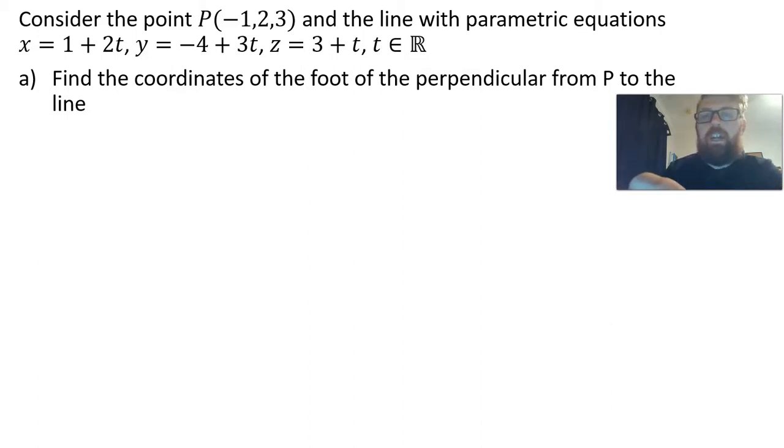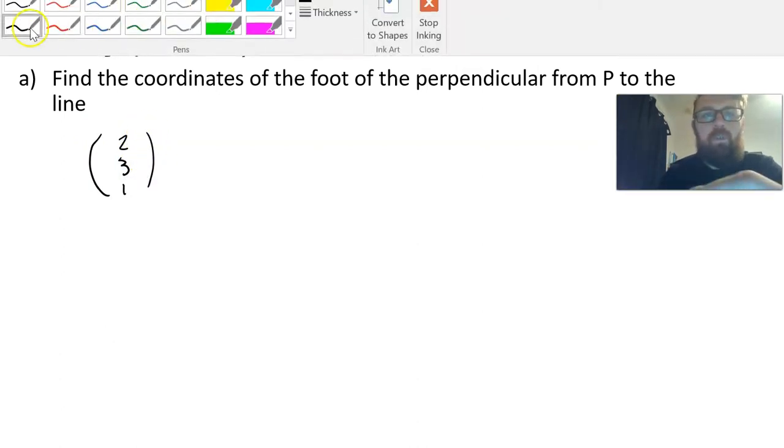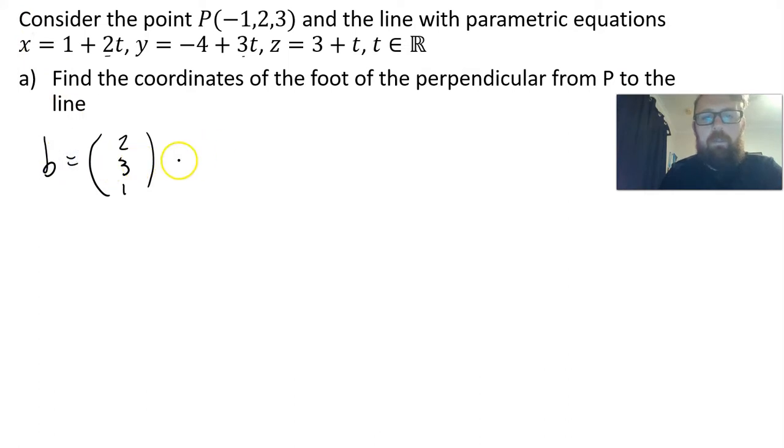We're going to start off by saying the direction vector of the parametric equations is always equal to the numbers in front of the t. So that's going to be 2, 3, 1. We'll call it B, equals (2, 3, 1), the direction vector. Where we got that from is our x had a 2 in front of the t, so we put 2 in the x, 3 for the y, and z had a 1.